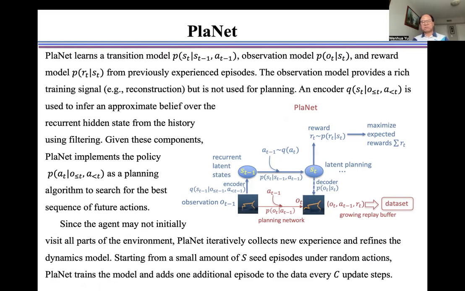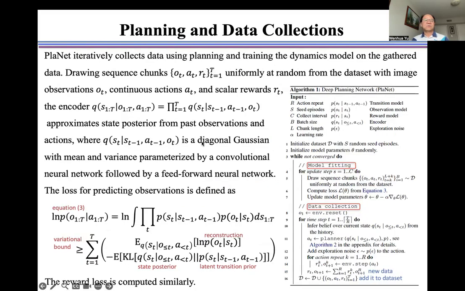Starting from a small amount of C episodes and random actions, planning network trains the model and adds one additional episode to the data every C update steps. Planning net iteratively collects the data using planning and trains the dynamics model on the gathered data, drawing sequence chunks uniformly at random from the dataset with the image observations, continuous actions, and scalar rewards.